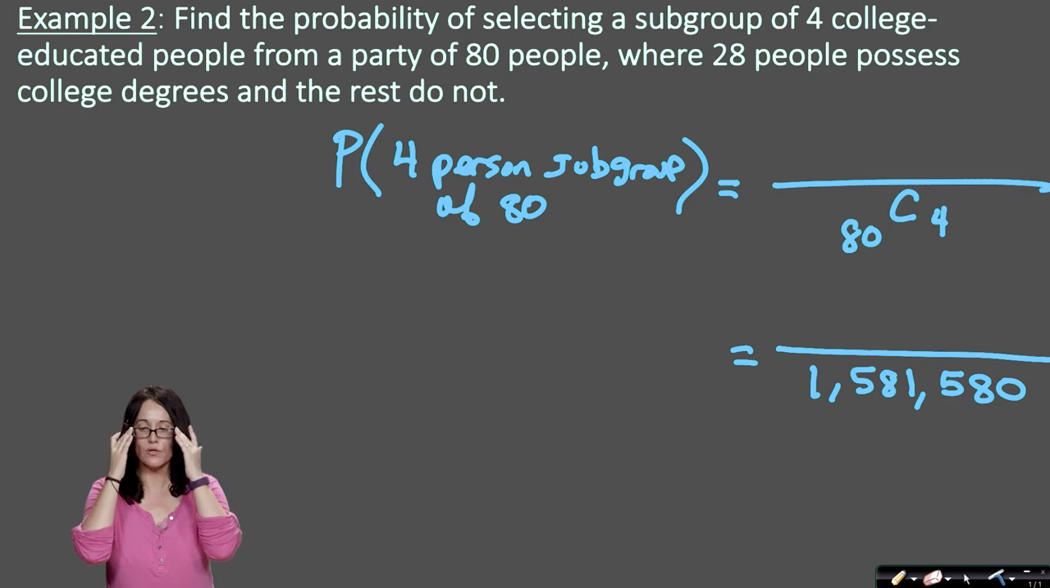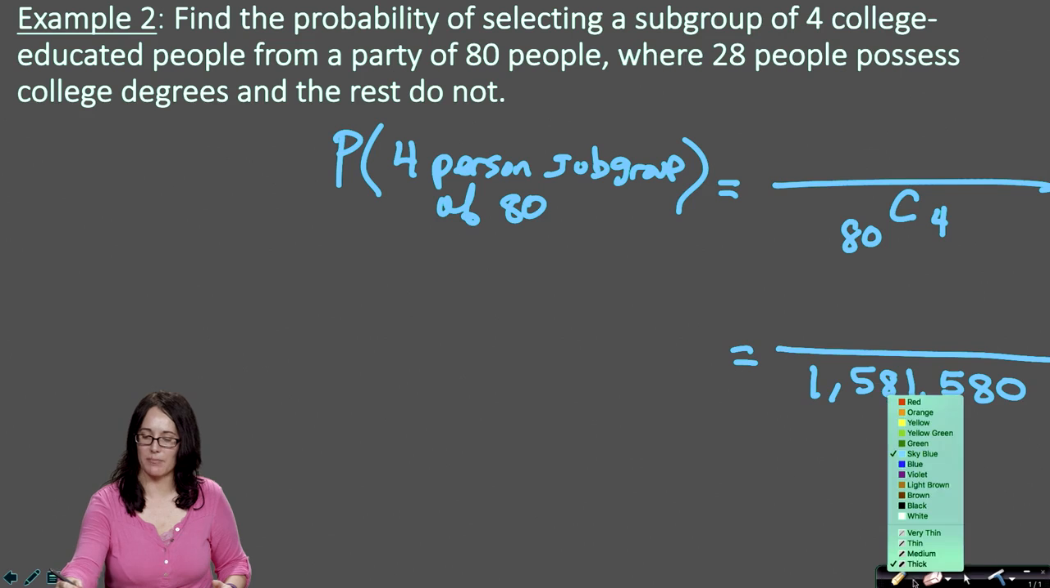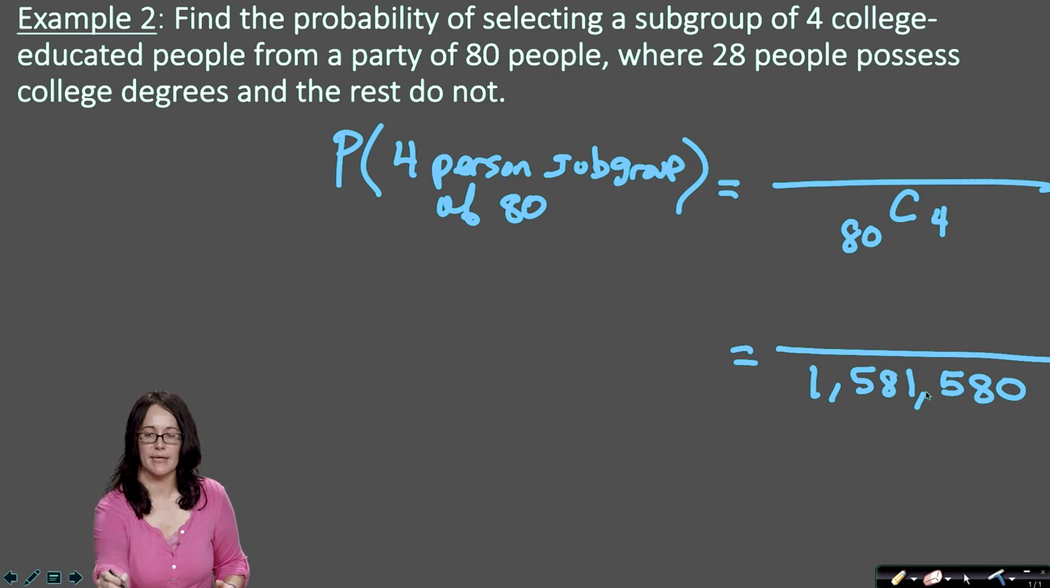That's the number of ways to choose 4 people from a group of 80 to be in a subgroup. Now what we're going to say is, what's the likelihood that when I picked my subgroup, it's going to be a specific type of person in my subgroup? What type of person? A college-educated one. How many college-educated people were at the party?